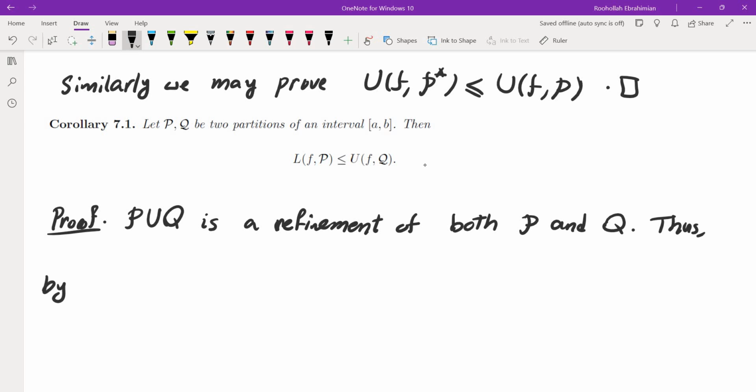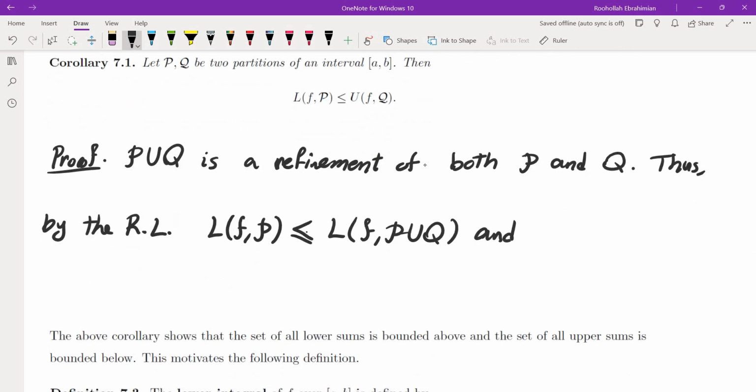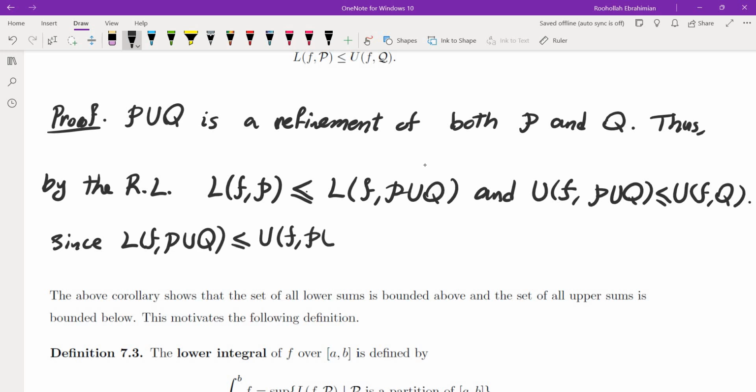Thus, by the refinement lemma, the lower sum of f with respect to P is less than or equal to the lower sum of f with respect to P union Q. And the upper sum of f with respect to P union Q, when I refine it, becomes smaller, or at least doesn't get larger. But we know that the lower sum is always less than or equal to the upper sum, since the lower sum of f with respect to the union of P and Q is less than or equal to the upper sum of f with respect to P union Q.